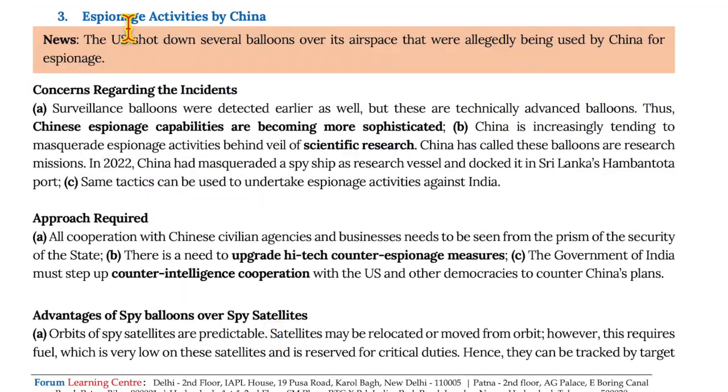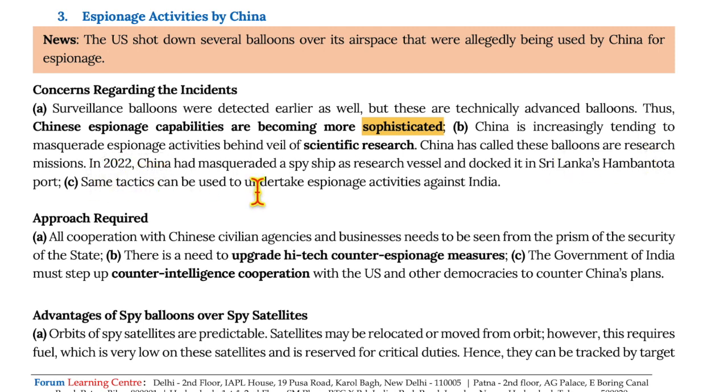Now, moving on to espionage activities by China. The US shot down several balloons over its airspace that were allegedly used by China for espionage. Now, the concern regarding the incident is that surveillance balloons were detected earlier as well, but these are technically advanced balloons. Thus, Chinese espionage capabilities are becoming much more sophisticated. China is increasingly tending to masquerade espionage activities behind the veil of scientific research. China has called these balloons research missions.